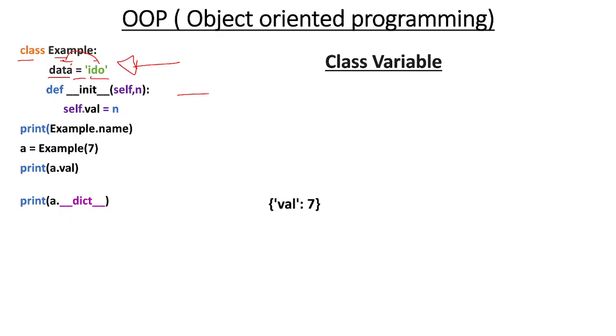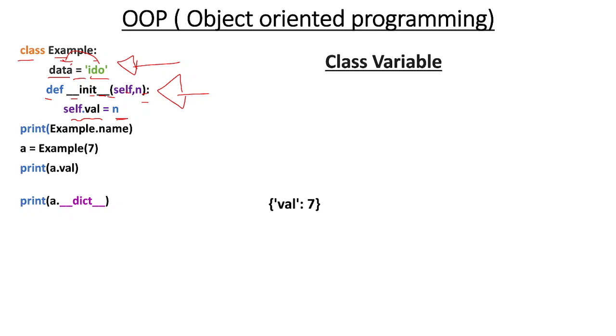Then we have our constructor, def __init__, double underscore, and we have two parameters, self and n. Then inside our constructor, we have the following instance variable, self.val, to which we will assign our n parameter.